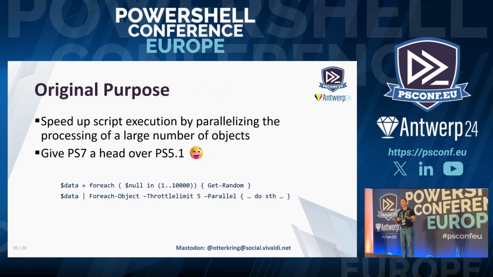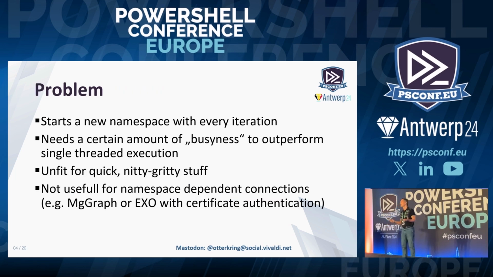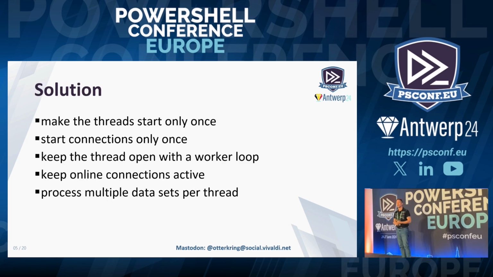The classic approach to ForEach-Object Parallel is just give it a bunch of data and pipe it through ForEach-Object Parallel. It will take each individual item, power up a thread, a namespace, process the item, close it again, and continue until it's finished. Fun maybe, not so fun if you want to connect to remote systems which use a connection which is namespace dependent, because you have to reconnect every time a thread starts. ForEach-Object Parallel also needs some busyness to have a real speed advantage over ForEach-Object single-threaded.